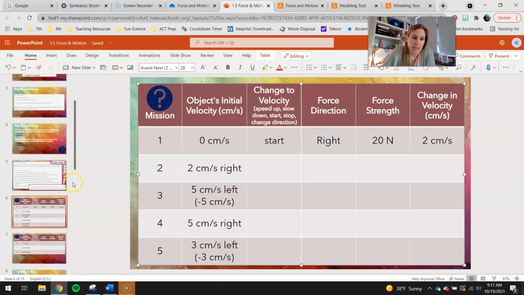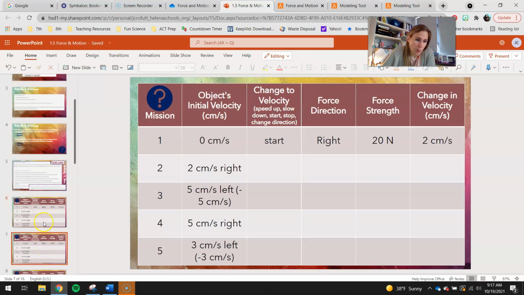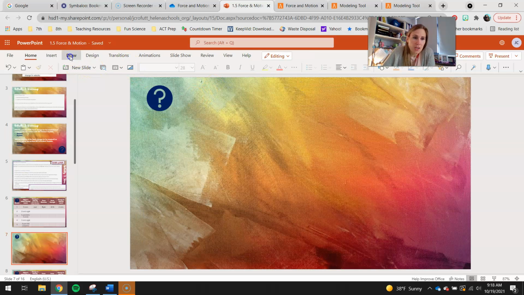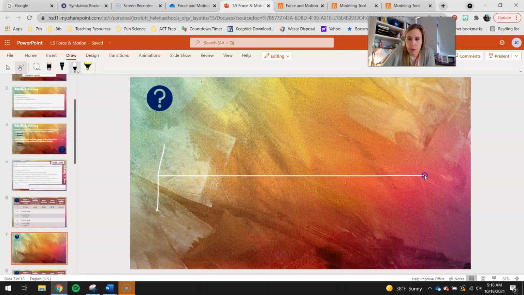So let's talk about this as far as a number line goes. Okay, I'm going to go ahead and just show you guys on an example what I'm talking about when I mean a number line. Okay, so I'm going to use my draw tool. I'm going to draw out a little number line for you guys. All right, so for this number line, okay, our goal is to go 2 centimeters per second to the right. Okay, that's a positive value.